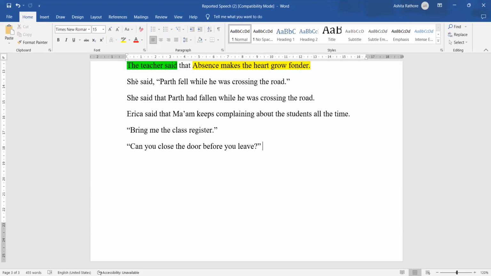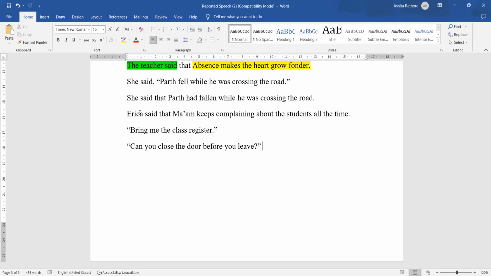Now, Jagrati's response, very correct. Ashita Ma'am ordered me to bring her the class register. So not much has changed. The reporting verb changed. She remains the same because the sentence is already in objective case here. And the sentence remains the same.